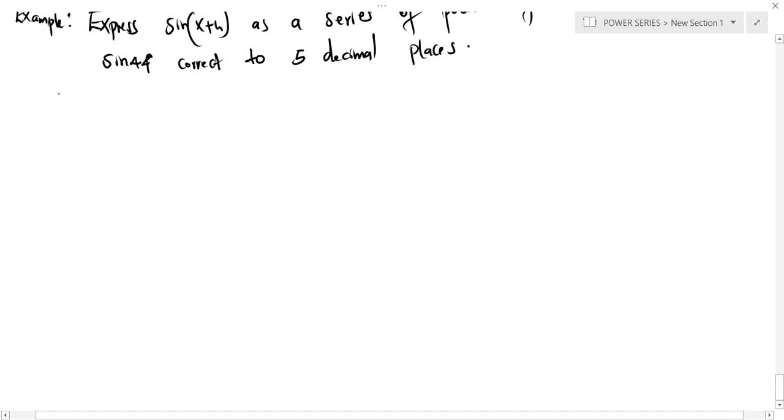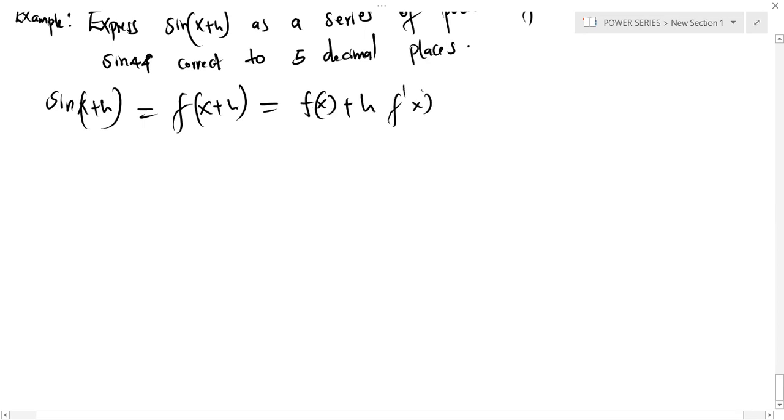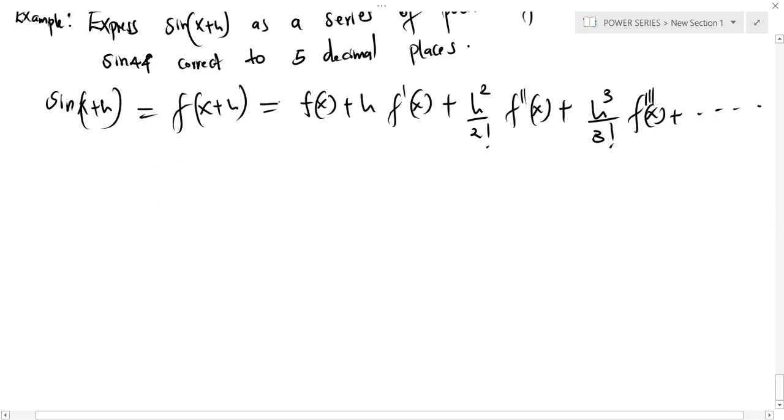So we will first of all express sine x plus h. This is our f of x plus h, which is supposed to be equal to f of x plus h f prime of x plus h squared over 2 factorial f double prime of x plus h cubed over 3 factorial f third prime of x, and so on. So we will first of all start by identifying what our f of x is according to the formula. Our f of x is just sine x without the h.